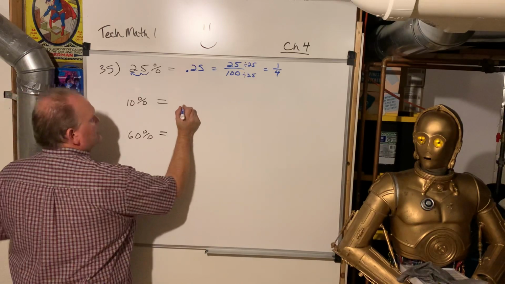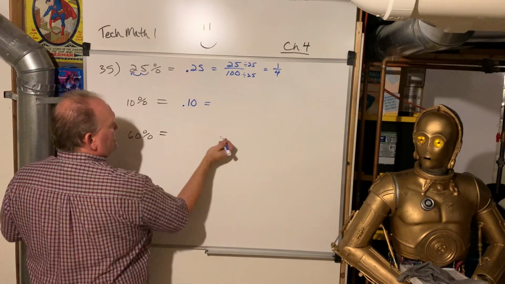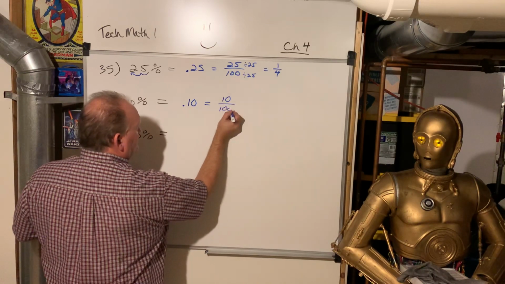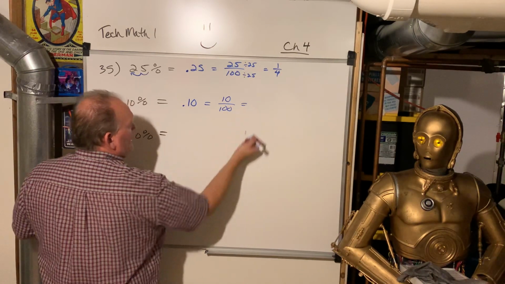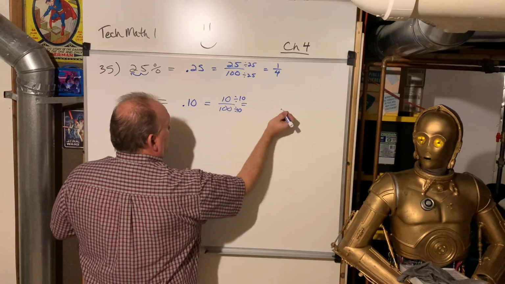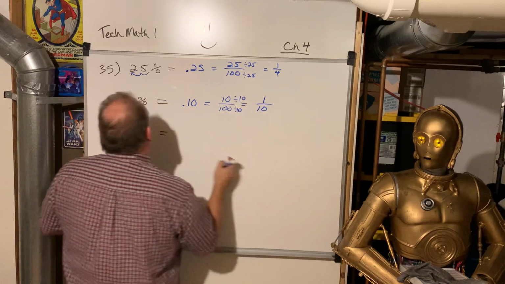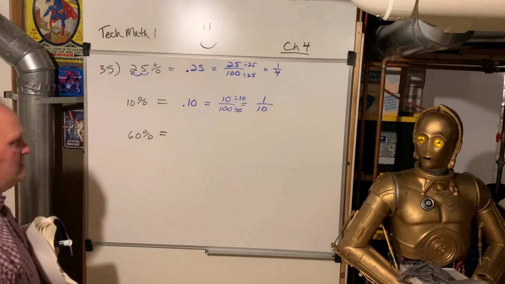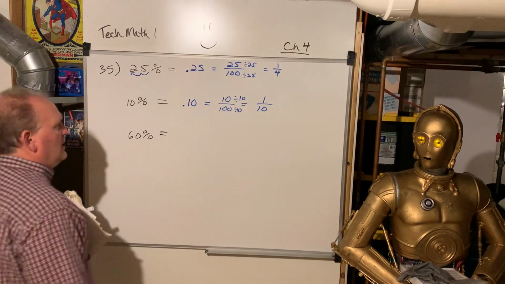All right, so let's do this. 0.10, that is 1 over, you could do it 2 ways. You could say 10 over 100 to mirror what we did there, and then reduce that, divide by 10, and that's 1/10. So 10% is 1 out of 10, or 1/10. Those are equal to one another.